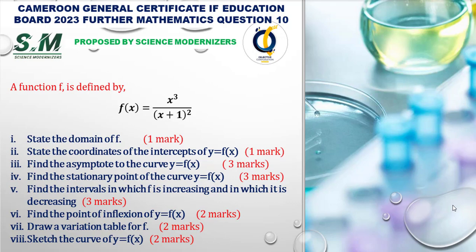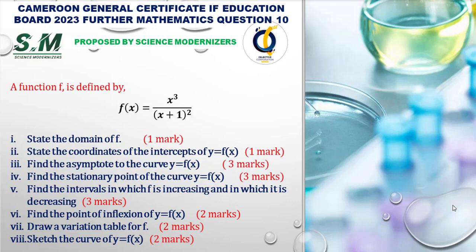So the question reads: a function f is defined by f of x is equal to x cubed divided by (x plus 1) all of that squared. And so Roman 1 says state the domain of f, 1 mark. Roman 2 state the coordinates of the intercept of y equal to f of x. Roman 3 says find the asymptote of the curve y equal to f of x.